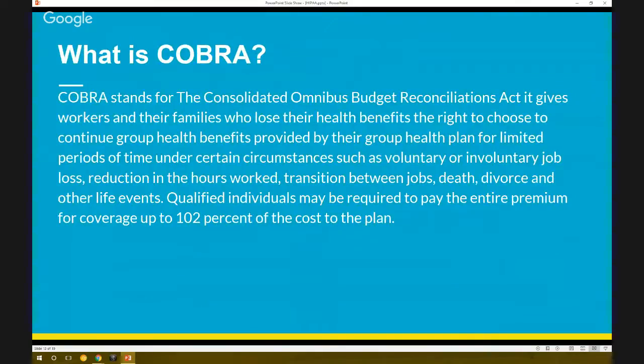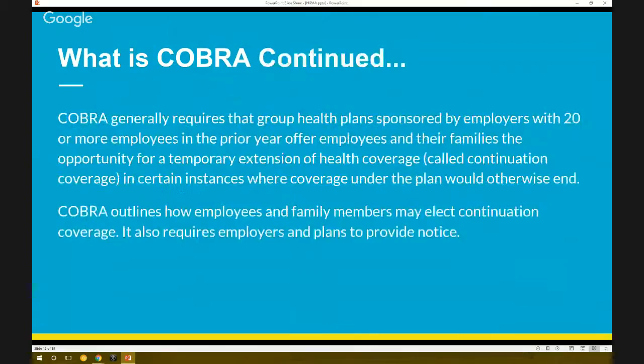Okay, what is COBRA? COBRA stands for the Consolidated Omnibus Budget Reconciliation Act. It gives workers and their families who lose their health benefits the right to choose to continue group health benefits provided by their group health plan for limited periods of time under certain circumstances, such as voluntary or involuntary job loss, reduction in the hours worked, transition between jobs, death, divorce, and other life events. Qualified individuals may be required to pay the entire premium for coverage, up to 102% of the cost to the plan. Next slide, please.